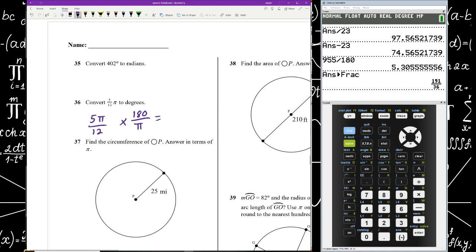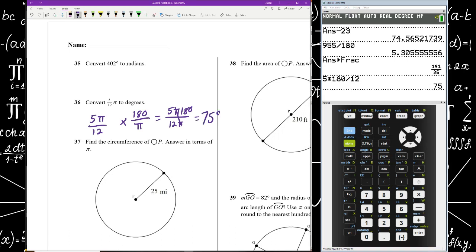If I multiply this out, 5 pi times 180 on top, and then 12 times pi on the bottom. Notice we got pi on top, pi on bottom, cancel out. We're left with 5 times 180 over 12. That's just what we put in the calculator, 5 times 180 divided by 12. That gives us a final answer of 75 degrees.